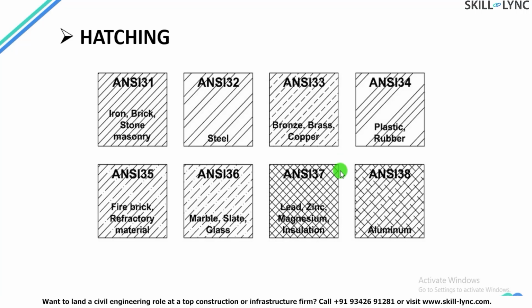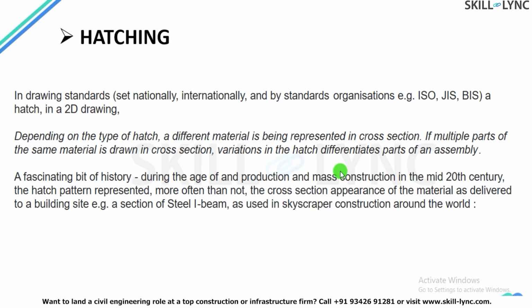Now what is hatching? Hatching is a technique, or you can say the process, of showing cross sections or fillings or making a presentation in a plan or elevation or section. In drawings set nationally and internationally, by the ISO or the BIS or the JIS standards, a hatch in a 2D drawing is basically a kind of presentation used to show the surface property or the material property of the particular drawing object.